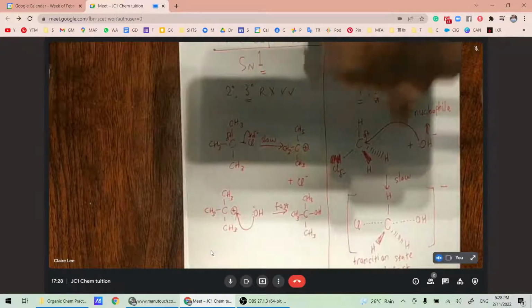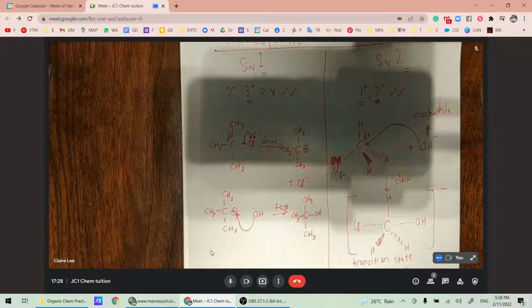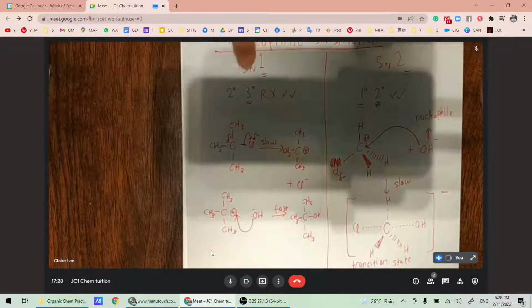Then also take note that in SN1, it's a two-step reaction, whereas in SN2, it's a one-step reaction. I repeat, SN1 is a two-step reaction, and SN2 is a one-step reaction. Yes, it's inverse, so it's not the reason why it's called 1 and 2. 1 and 2 is actually referring to the order of reaction.